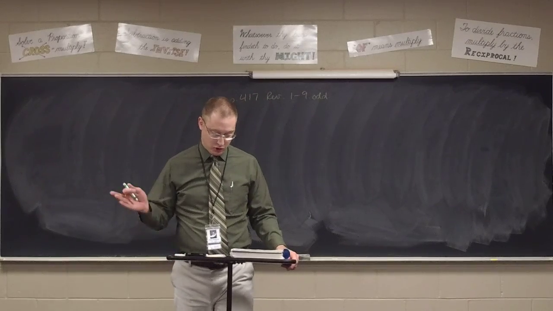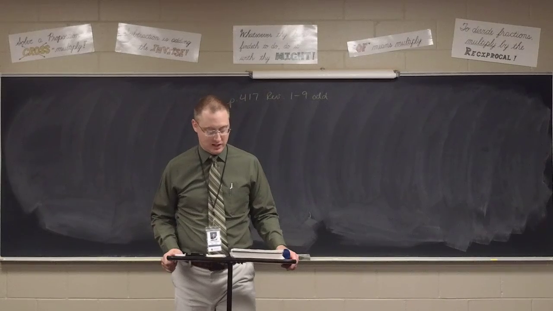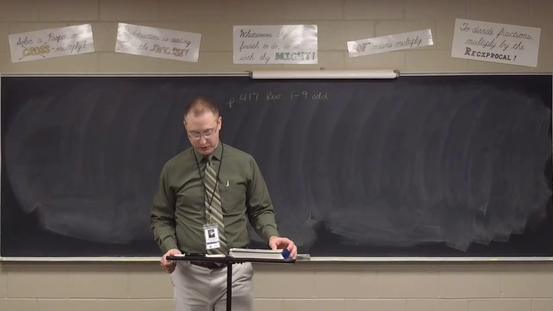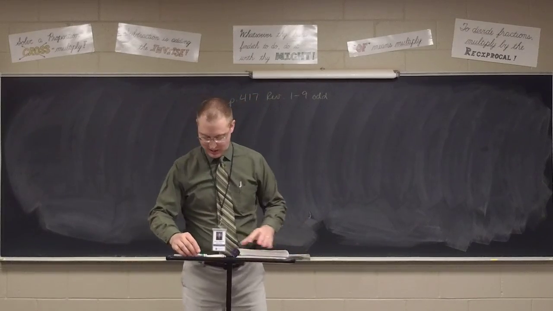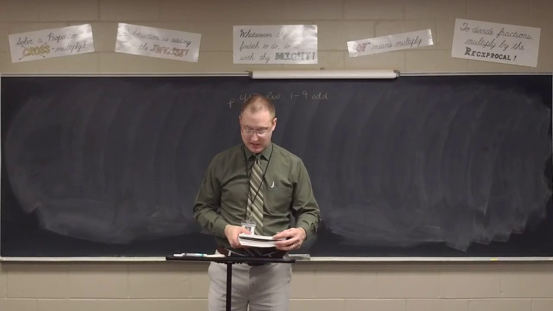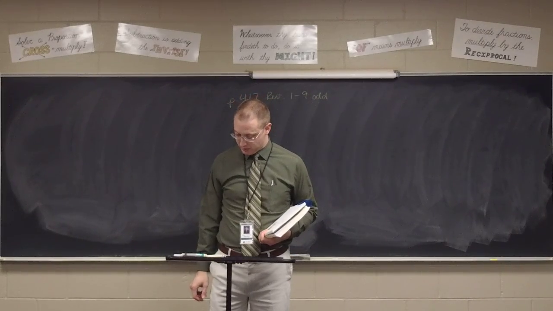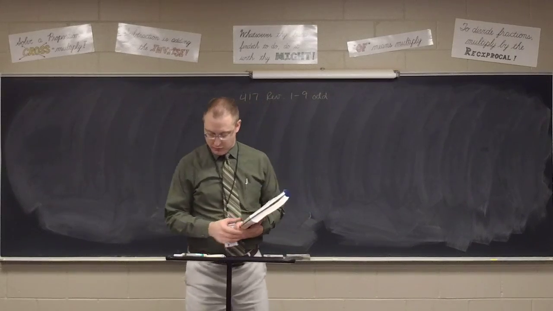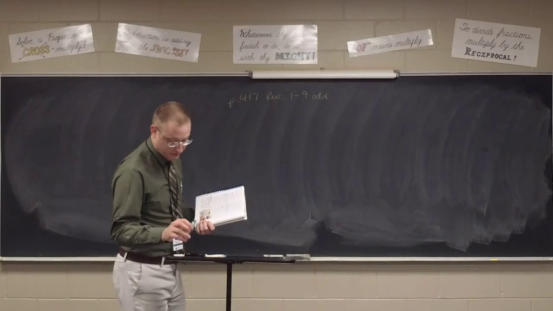Number 9, also just straight backwards FOIL to get 7x positive 8, 1x negative 4. Hopefully you did well on those. Let's take a look at your homework now that you did last night. Page 413. You did numbers 17 through 27, the odd, and 31 and 35. Page 413, numbers 17 to 27, the odd, numbers 31 and 35.